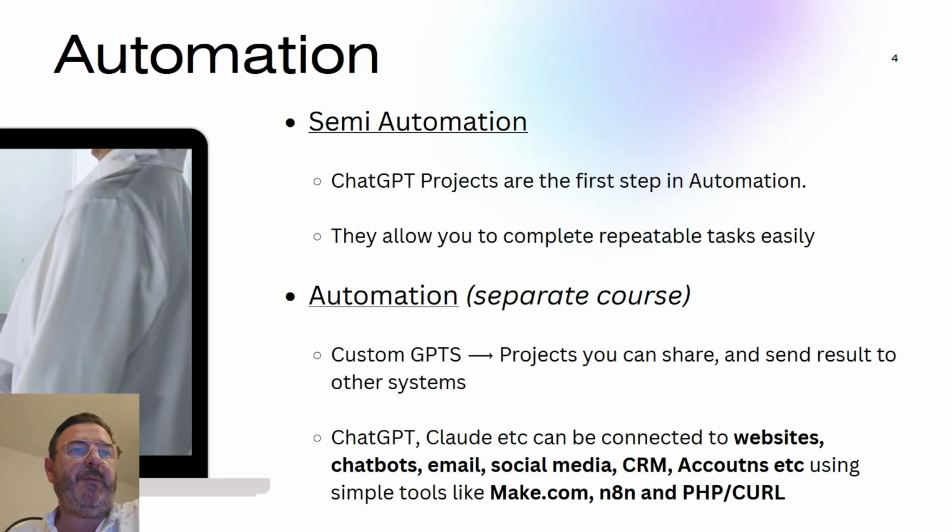So as I say, ChatGPT projects are the first step in automation. They allow you to complete repeatable tasks easily. Now, you might have thought, well, I'll just keep all my prompts that I use on a regular basis in Word and copy and paste them over and then just change a few things. Well, with system prompts, you don't need to do that. You just store them in ChatGPT in each folder.